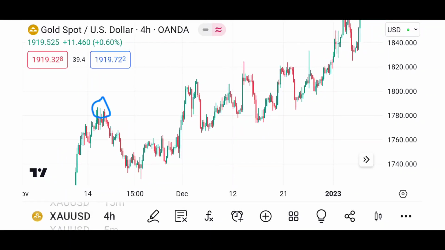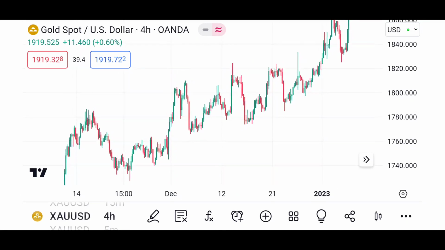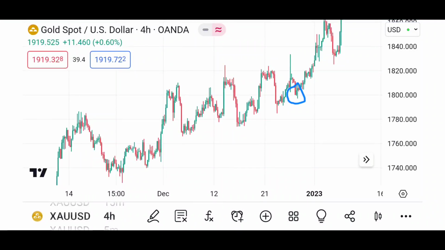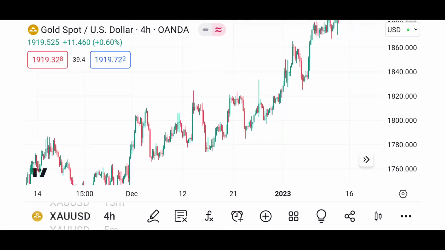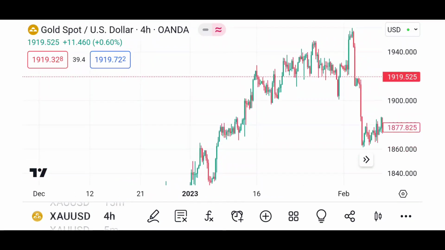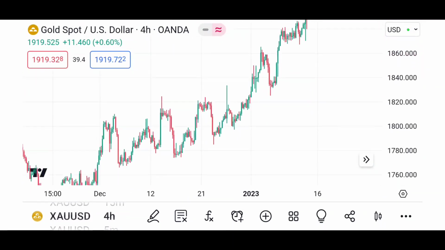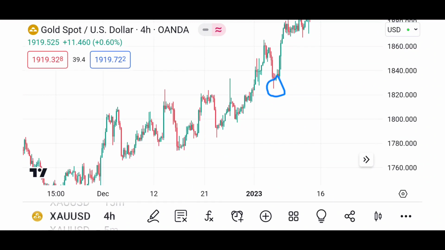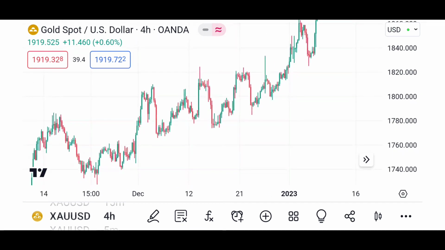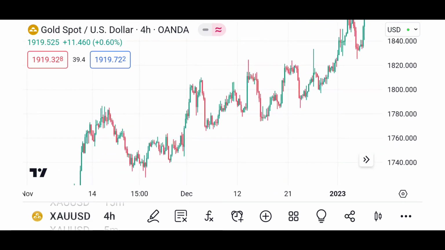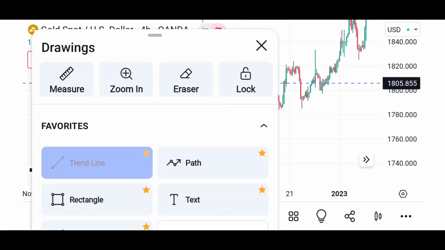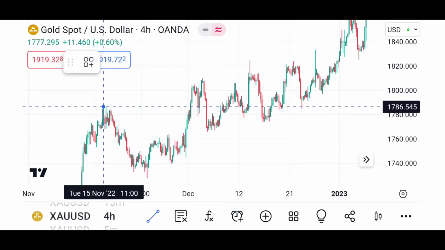We have a high, a low, a higher high, a higher low, a higher high, a higher low, a higher high, a higher low, and a higher high. As you can see, this low here could not make a deep pullback into our trading range. So let's look at our structure first. Let's mark our structure.